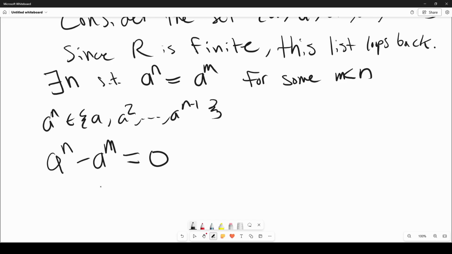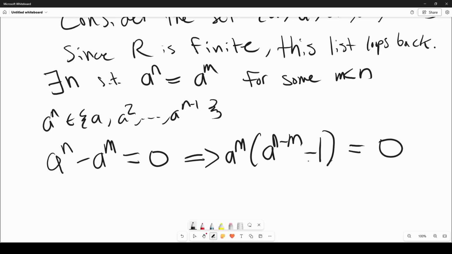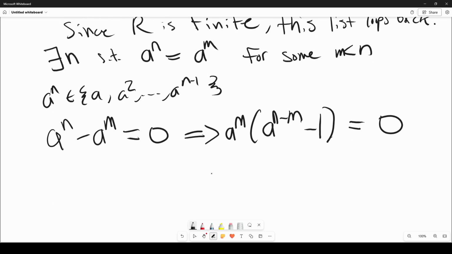Now the nice thing about rings is that I have this multiplication. I can start to do factoring. So this implies that a to the m times a to the n minus m minus 1 equals 0. So you notice I've written this as a factorization equal to 0. And this should instantly tick off in your head integral domain, right? This is where I need to use integral domain. I have two things which multiply to be 0, which means that either one is 0. So either a to the m is 0 or a to the n minus m minus 1 is 0.